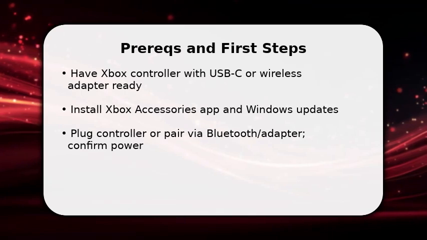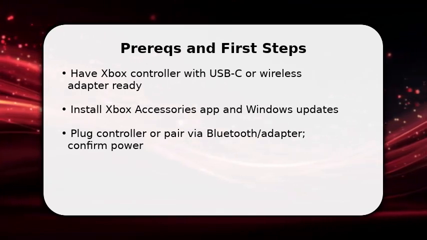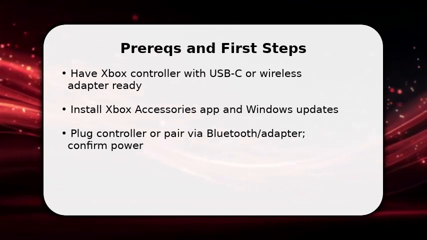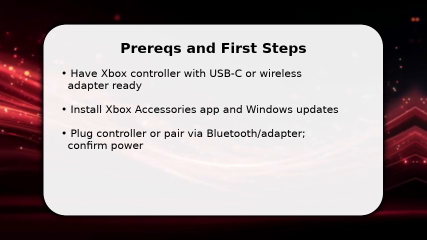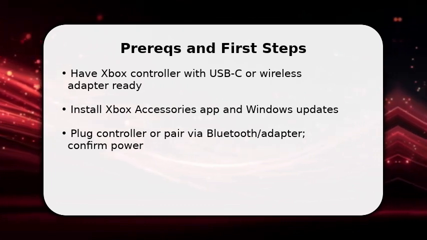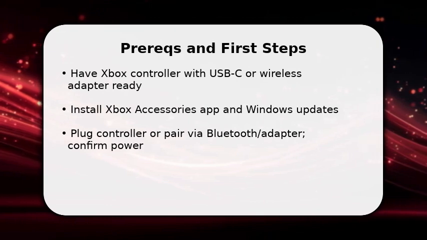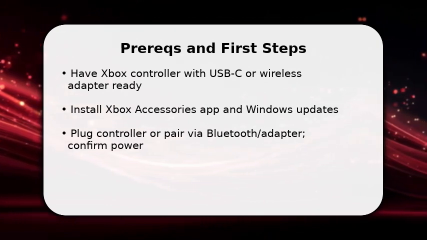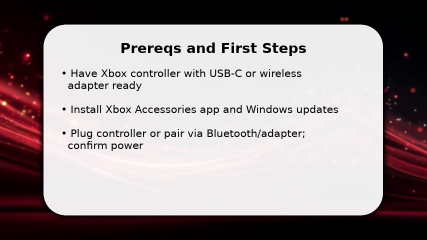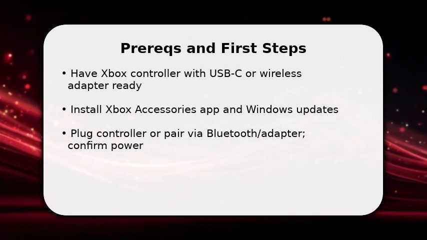You start by preparing the essentials. Make sure your controller has charge and that Windows is updated. Once done, plug the controller into a USB port, or insert the Xbox wireless adapter, or enable Bluetooth and hold pair on the controller. You'll see the Xbox button flash. Wait until it stays lit.